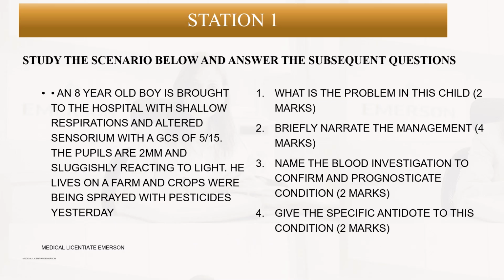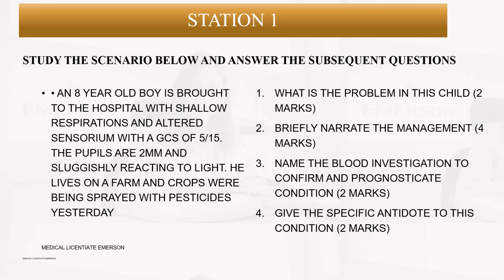What is the problem in this child? That's the first question. Then question 2, briefly narrate the management. Then question 3, name the blood investigation to confirm the condition. Then give the specific antidote to this condition. So those are the questions.